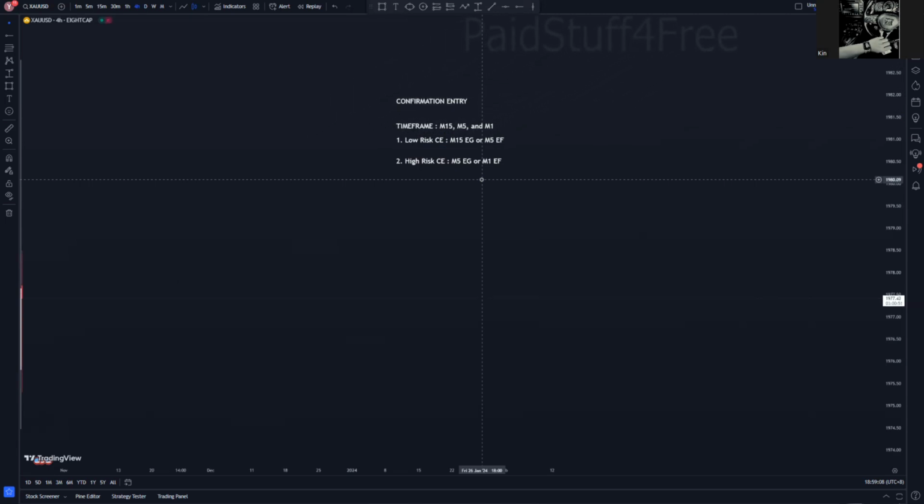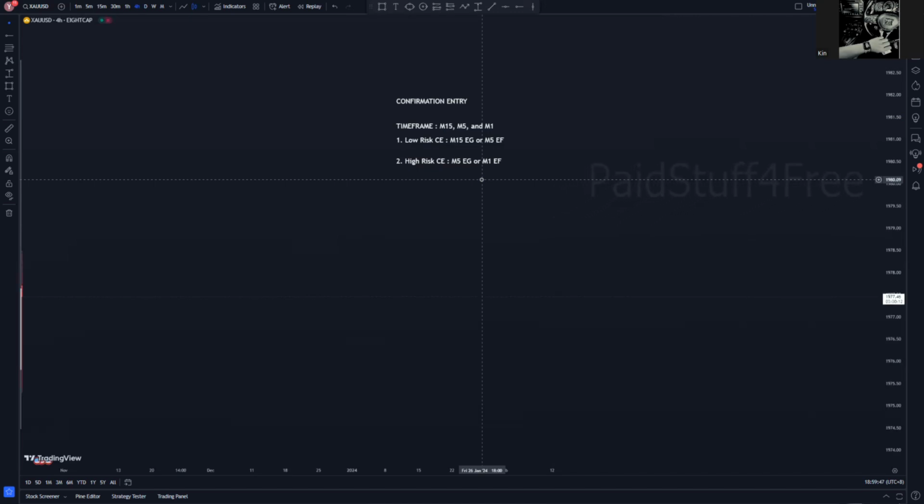It took me 8 months to figure out which one is better and which one is less better. All right, so for the low risk confirmation entry, me and my team were observing it for 4 months. For the first 4 months, we only traded using the low risk confirmation entry. The win rate at that time was 85, 86%, something like that.